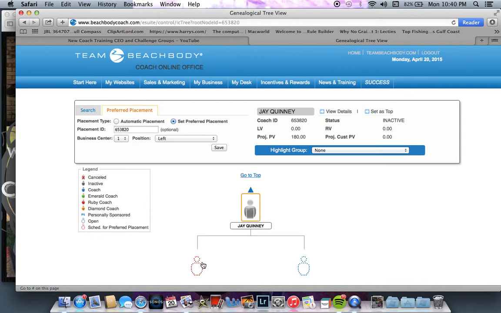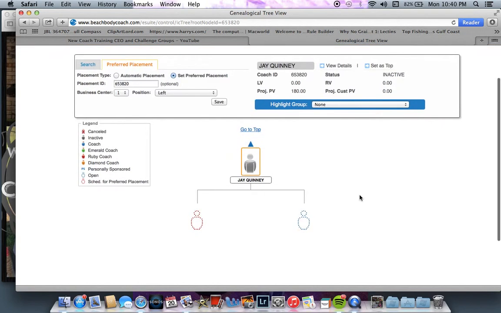Before you panic, let me tell you, there is a way to get this switched in the first 72 hours that the person signs up. So you don't have a long time to get this sorted out. You need to act fast. What you're going to do is email Coach Relations, give them your coach ID, your name, the person that signed up, and tell them where you want them. You need to say specifically, I want to move such and such person to my outside right leg, and then they will email you back and tell you that they can do that for you within the first 72 hours. Okay, so you've got to act fast on that.